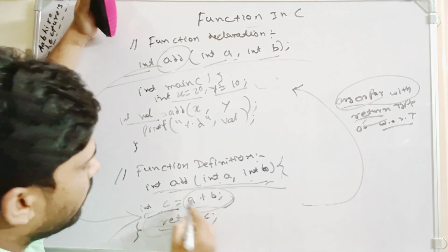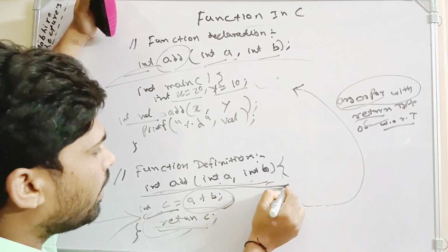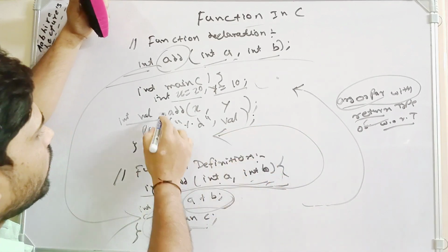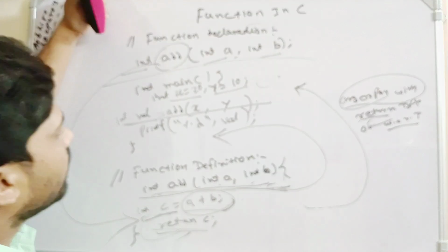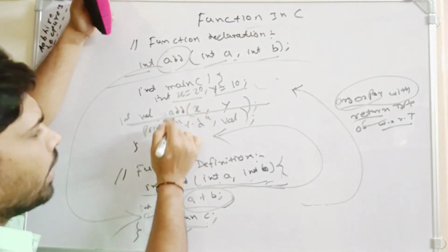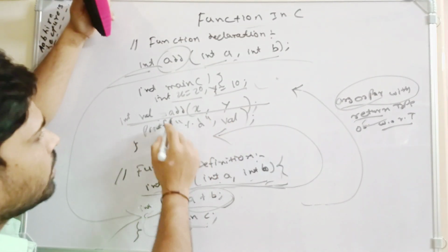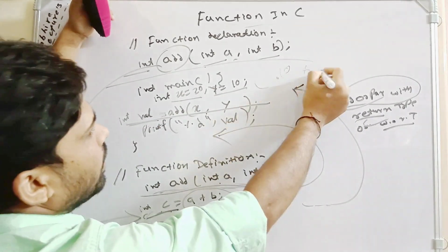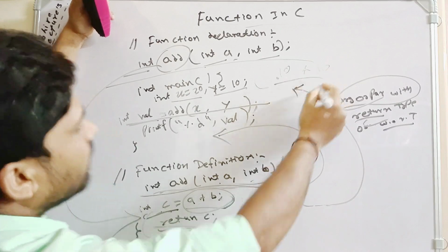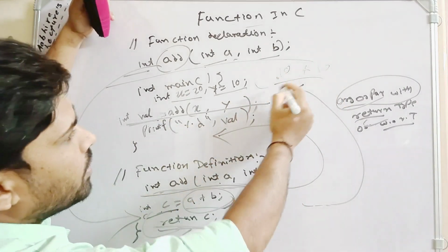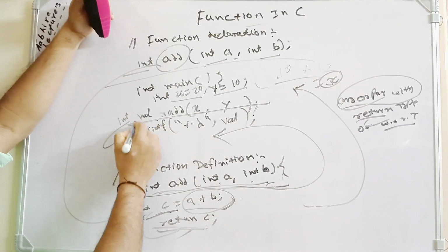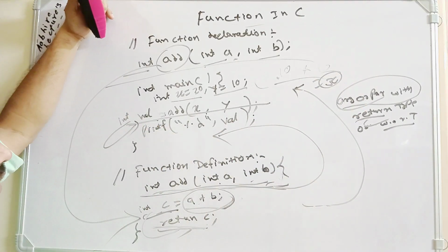Then this function, which we created in the function definition, will be called in the main function. Here it will do the add operation on x and y. What is x? 20. What is y? 10. It will do the operation, and the result should be 30. We store it in the variable. So this is the function.